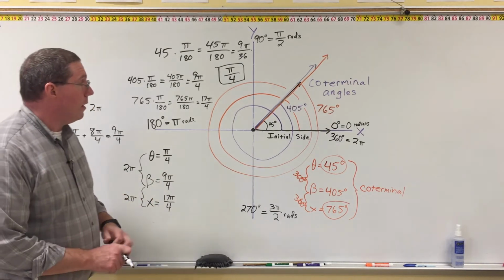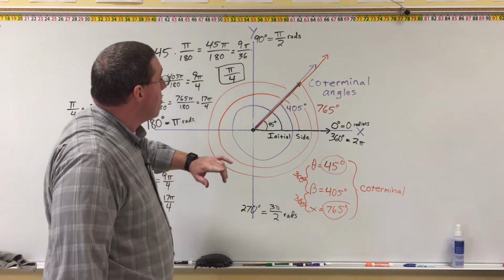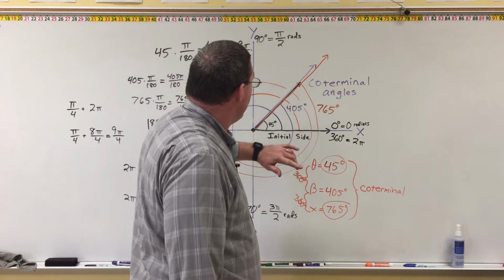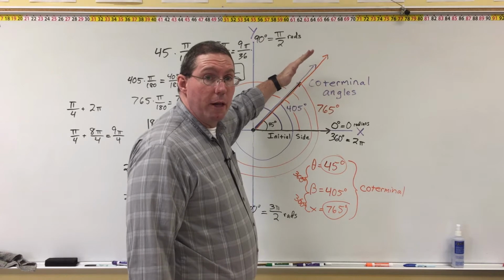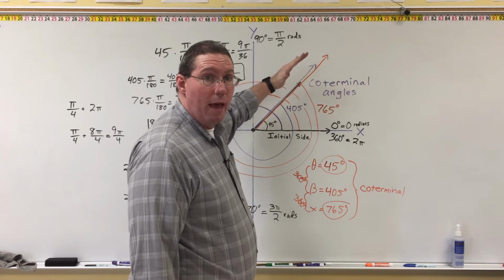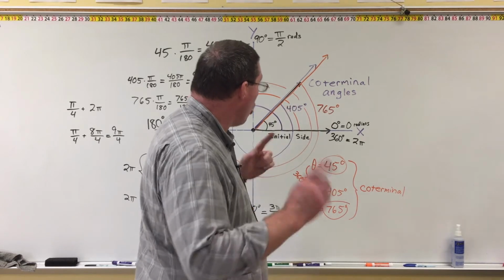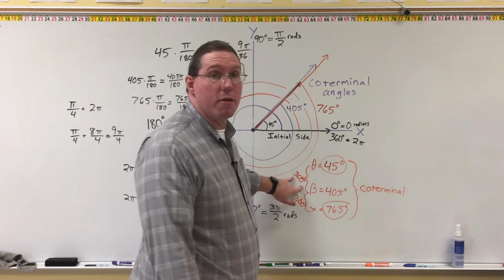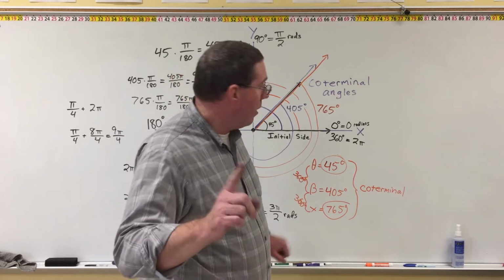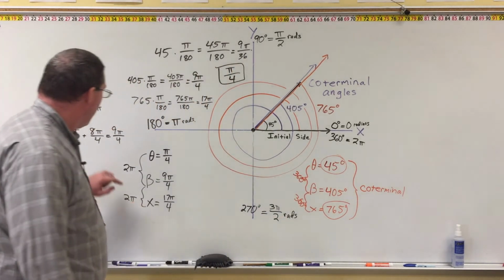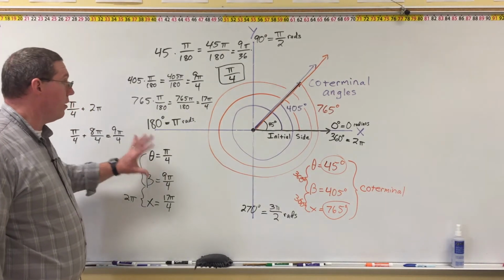So here's the whole idea with coterminal angles. The idea is that the terminal sides of coterminal angles are sitting in the same place, and the differences between the measures of all these coterminal angles are always 360 degrees apart, or a multiple of 360 degrees if you're measuring in degrees, and they're 2 pi apart, or a multiple of 2 pi apart if you're measuring in radians.